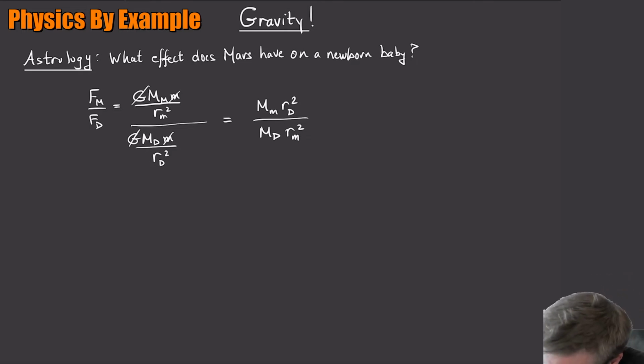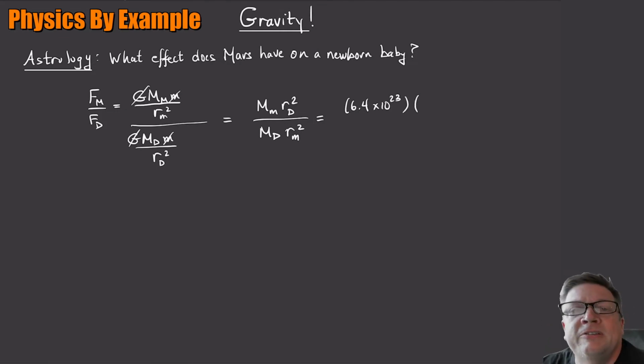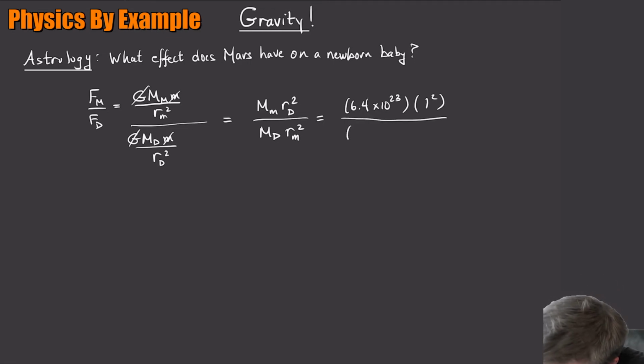Let's see. What is the mass of Mars? I think Mars is like, is it a tenth? Let me see, I wrote it down up here somewhere. Yeah, it's about a tenth the mass of Earth, just about exactly. So the mass of Mars is like 6.4 times 10 to the 23rd kilograms. Now, how far away is the doctor from the baby? Let's just keep the numbers simple. Let's just say the doctor is 1 meter away from the baby. The mass of the doctor, let's say the doctor is a reasonable 100 kilograms.